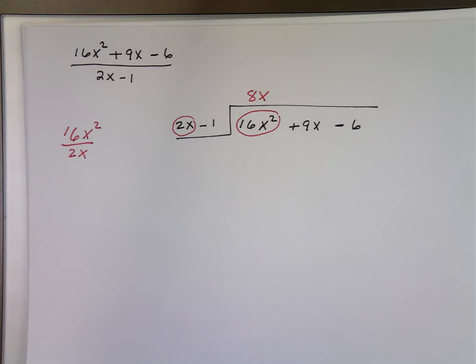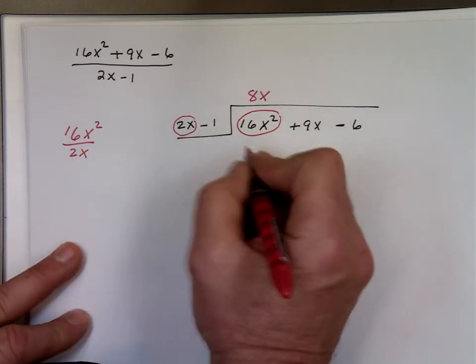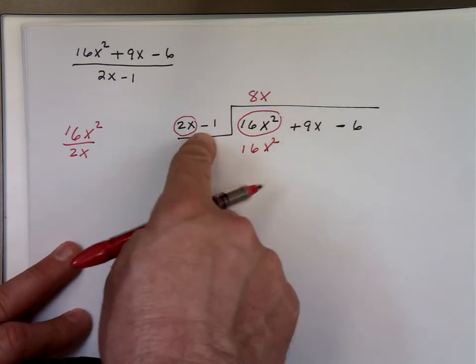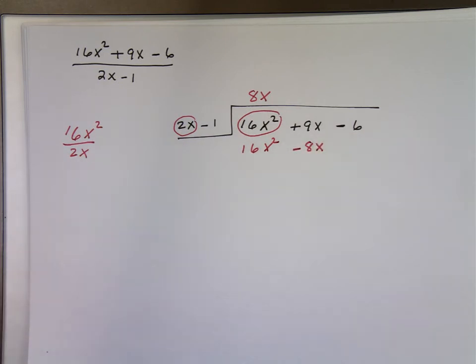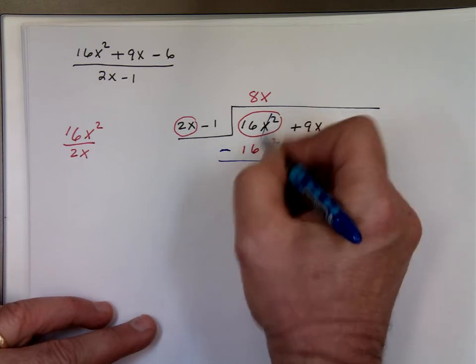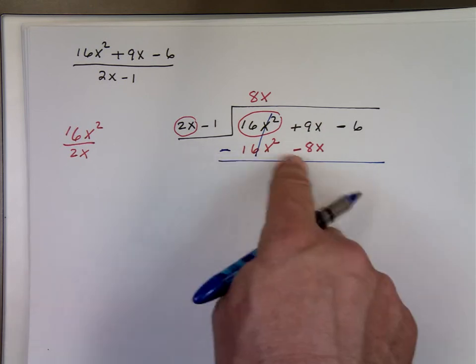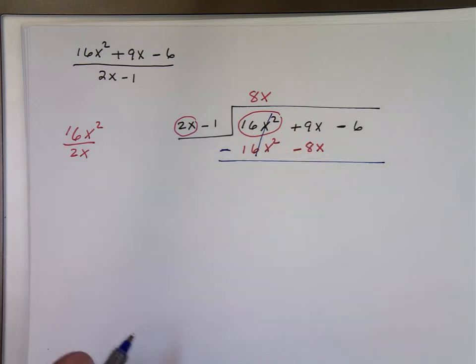Now multiply. What's 8x times 2x? 16x squared. What's 8x times a minus 1? So let's subtract them now. 16x squared minus 16x squared, it's gone. 9x minus a minus. What's minus a minus? So what's 9x plus 8x? 17x.